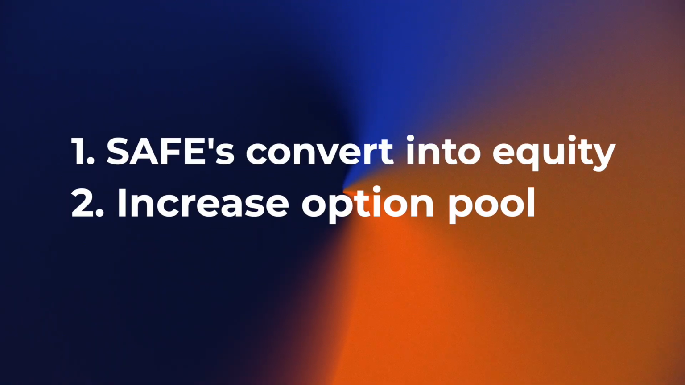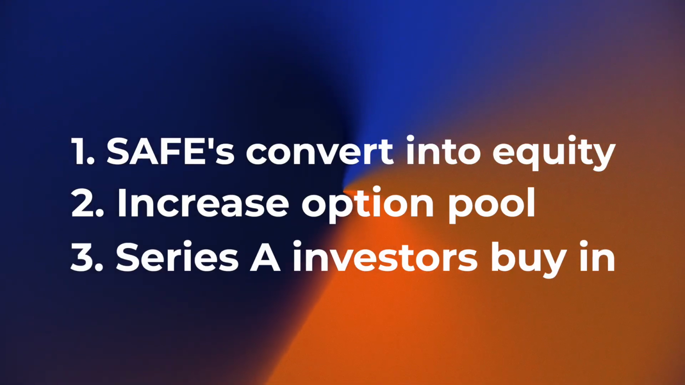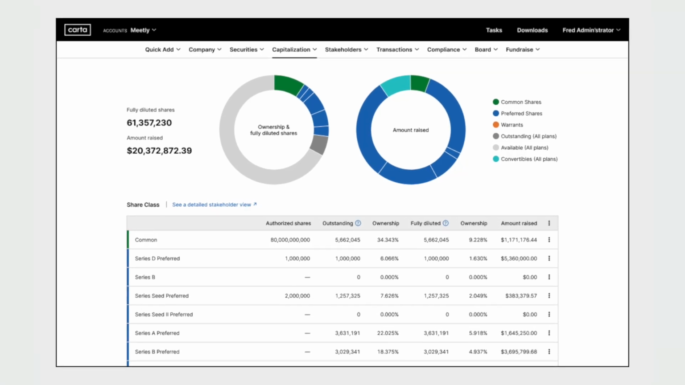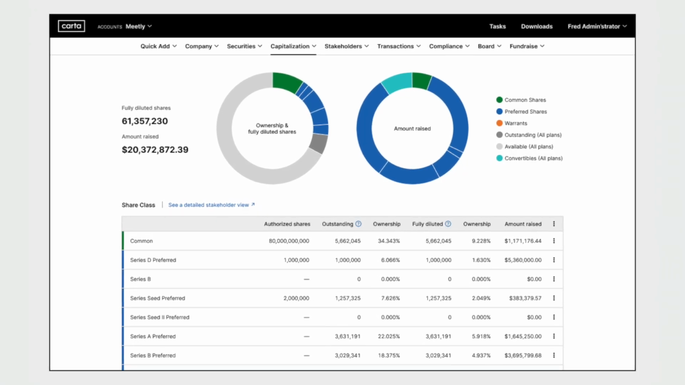Then you increase your option pool to make room for future hires. And finally, the new Series A investors buy in at the set price. If you model this out of order, well, your math will be off and you'll get diluted more than you expected. So what happens? Founder ownership takes a hit. This is the part that a lot of people underestimate. The real cost of a SAFE isn't obvious when you sign it. It hits you later when all of those SAFEs convert all at once.